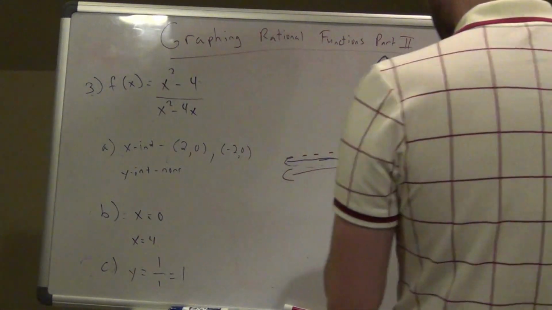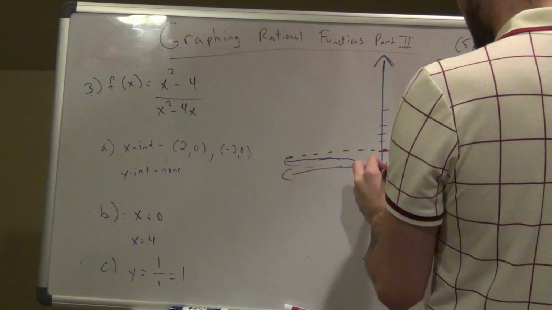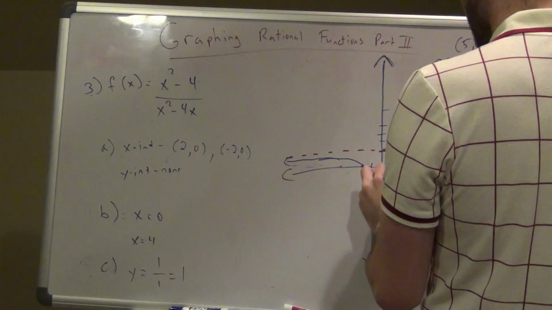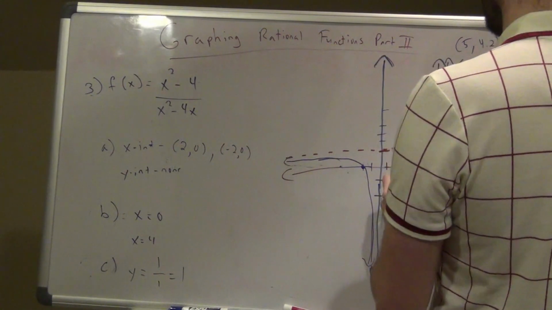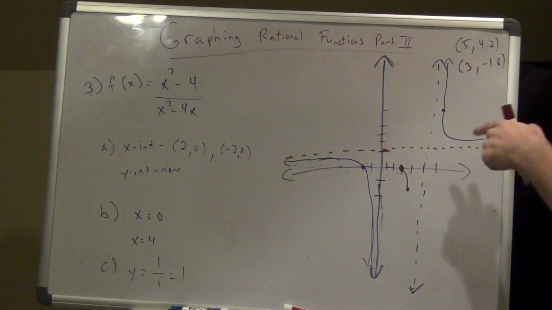So if this is 3, I'm going to erase these. So this is 3 here, the little blue line. I'm going to go down to, here's negative 1, negative 2. It's going to go probably right around here. So my graph is going to curve down this way on this side of the graph.